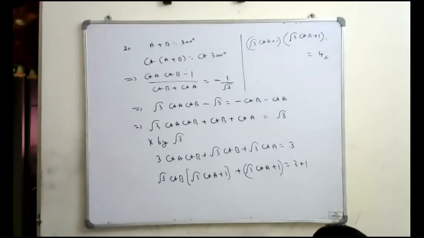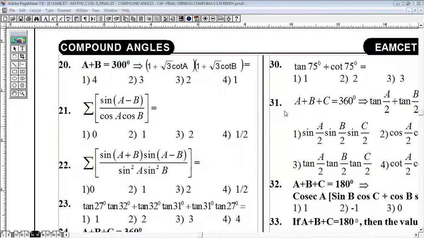Yes, look at the next problem. Observe this problem number 20 first: sigma sine of (A minus B) upon cos A cos B. So we have to find the value of this. First option, sir, 0.